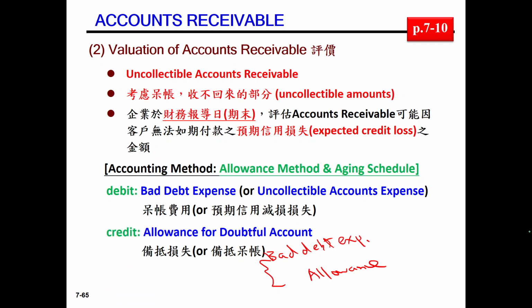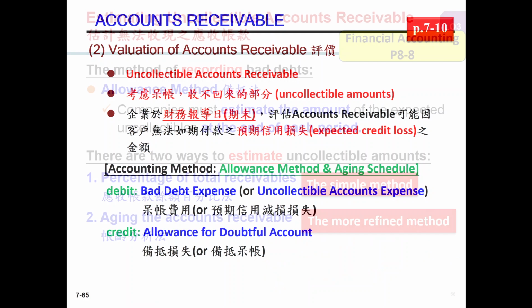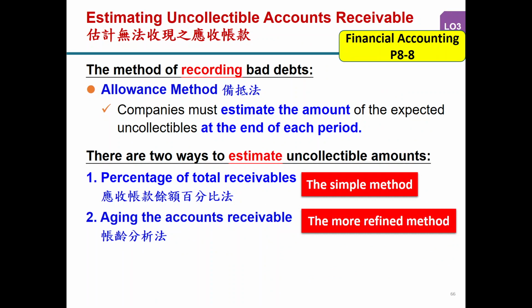Then for the amount, which method do we use? We have two methods, right? What are these two methods? Percentage of total receivables or aging the accounts receivable. So what's the difference between these two methods? The difference is, in the second method, we consider the age, right? So we are based on the age to estimate the bad debts. Okay, any questions?